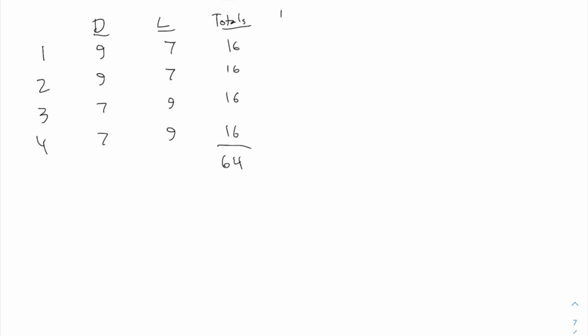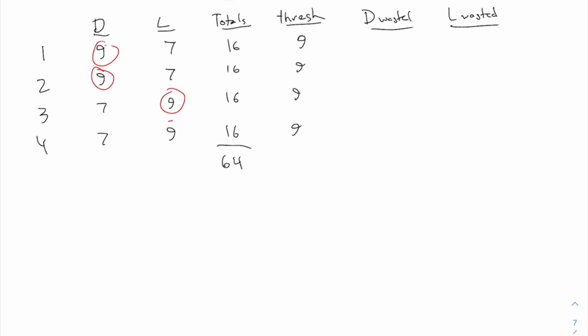Then I have the threshold every time. What's the threshold if there's 16 total? What do you say? 9. Yeah, half would be 8. One more would be 9. So the threshold every time is 9. You don't have to add up the thresholds. That is irrelevant. Now I can decide D wasted versus L wasted. Again, I'm going to first indicate who was the winner because that makes a difference in terms of how you figure out who is wasted or not.